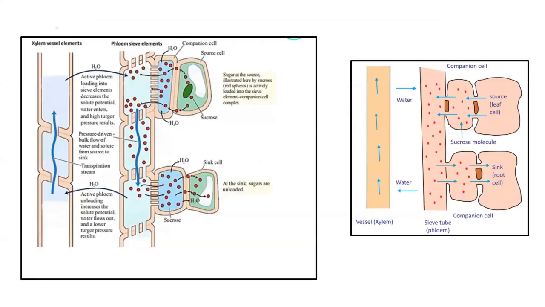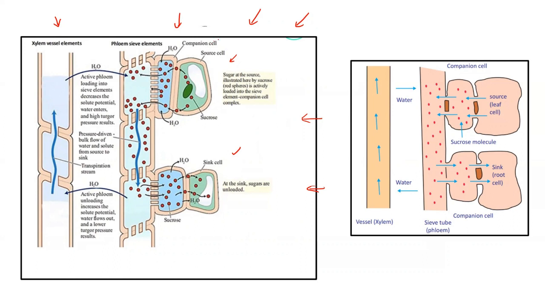Now you should also pay attention to the mechanism of loading and unloading, how the active loading occurs, and how the active unloading occurs at source and sink. So how the sucrose moves from the source, and how it is unloaded at the sink region. You can have a look at this diagram. I've put in two diagrams, and if you read the details mentioned in them, then you will be clear with the idea of loading and unloading.